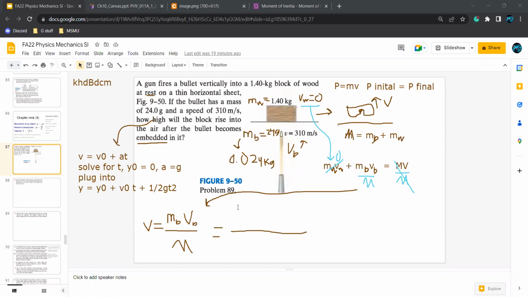Because we have all of this stuff, right? So you have M_B, the mass of the bullet, which was 0.0024 kilograms. Remember, you want it in kilograms because we're dealing in newtons and SI units. And then it's going 310 meters per second. And then the total mass at the end is the bullet plus the mass of the wood. So 1 point.